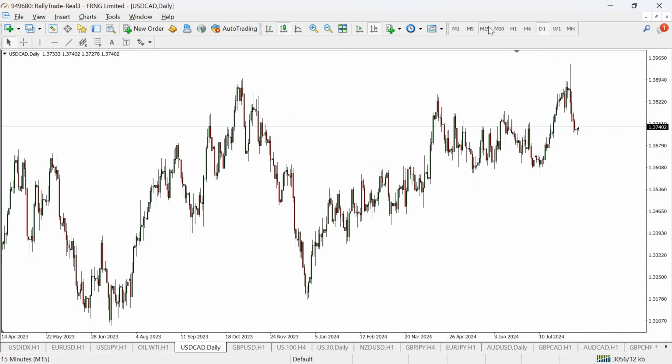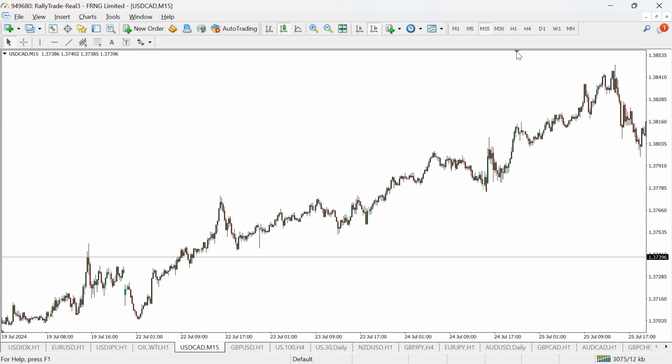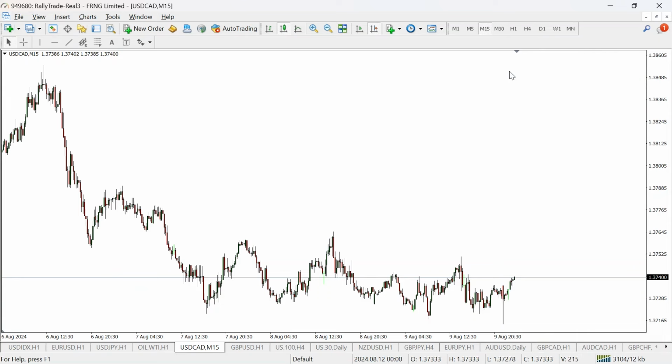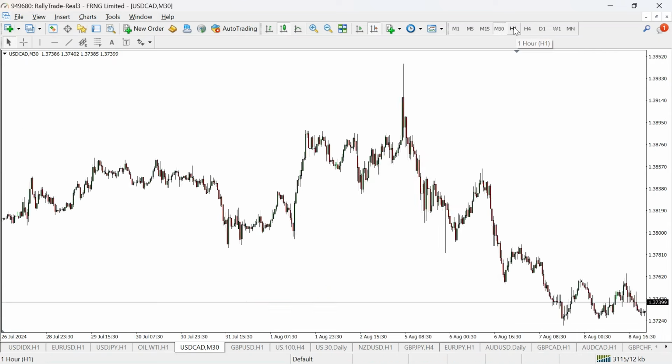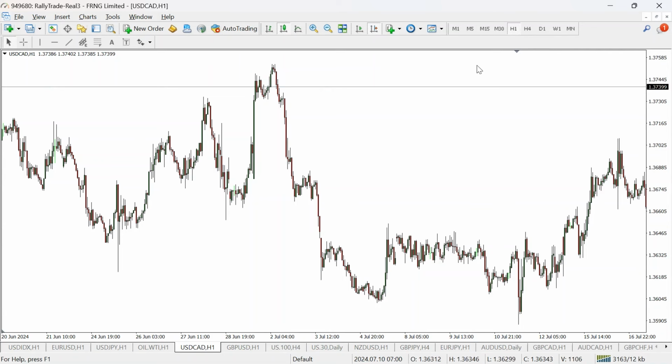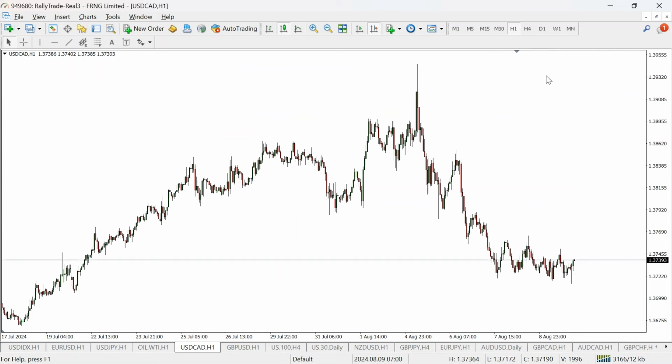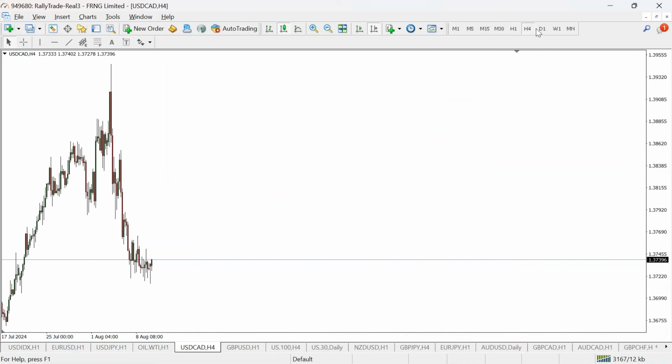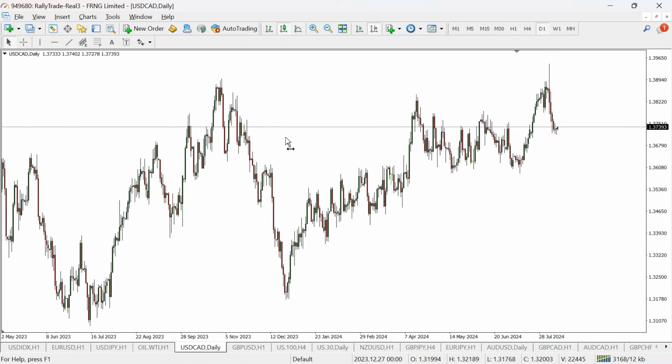Let's say I execute my trade on the 15-minute time frame. What time frame do I use for analysis? The 30-minute or the 1 hour time frame? Hope you understand the concept right now. All right, so let's go straight into what we have for today. We are on the 1 hour time frame. Like I said, if I want to analyze, I want to go to the 4 hours or the daily time frame. So I'm on the daily time frame.